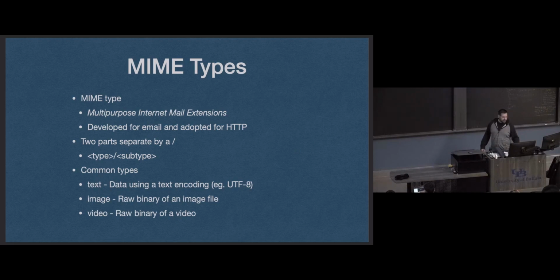Some common types, text, which we already saw, and we're going to use this a lot up through Objective 2. Text is going to be your type with different subtypes. We're going to have text, image. When you get to Objective 3, you're going to serve images. So your type would be image, of course. And if you want to send videos, video is another common type.